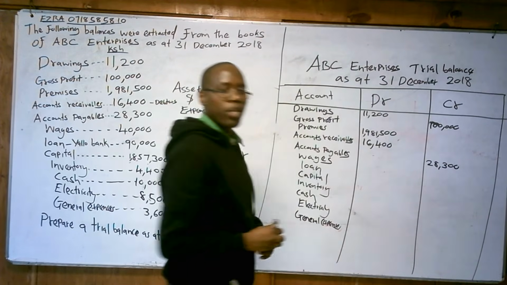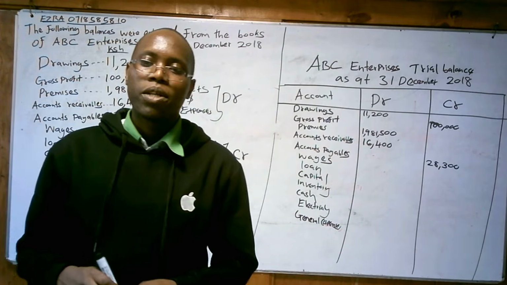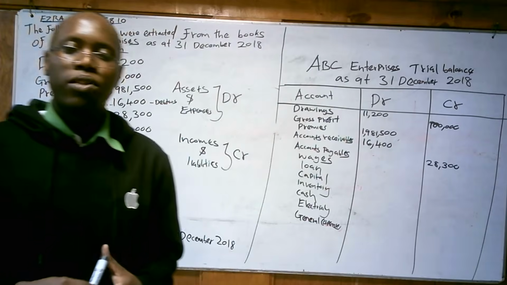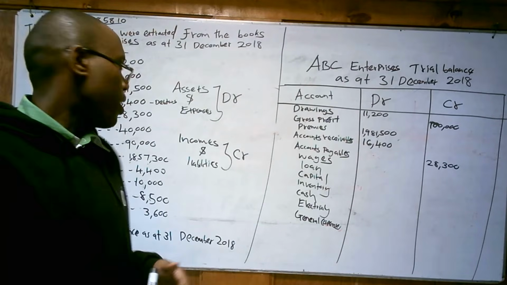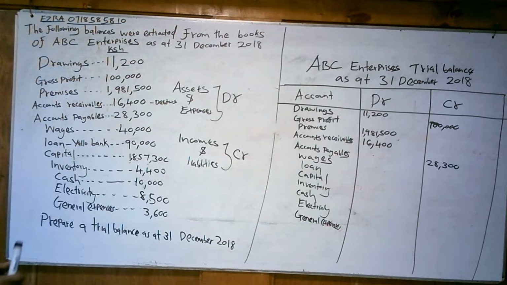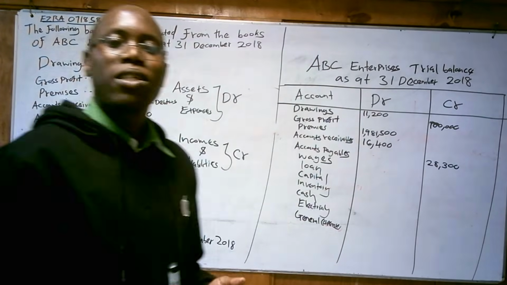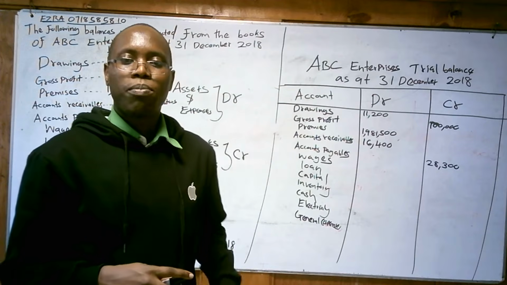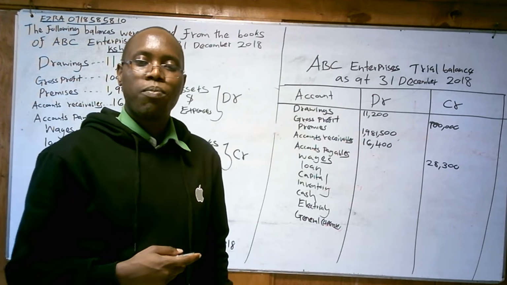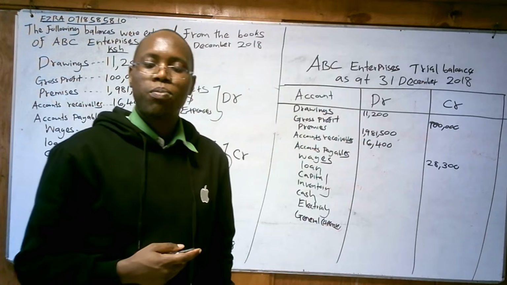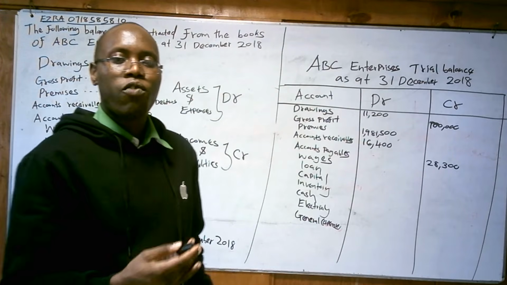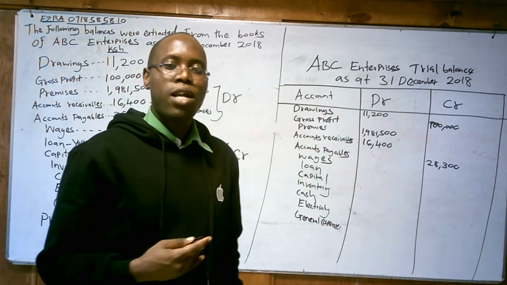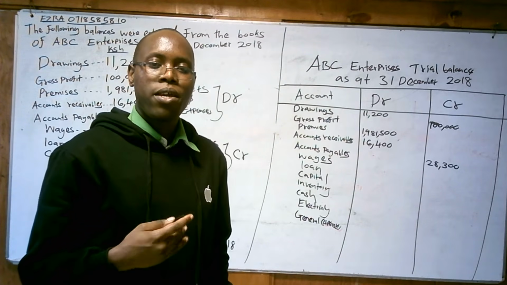28,300 is going to appear on the credit side of the trial balance. So the next thing that we have is wages. Wages are expenses. You as the businessman or business lady are supposed to pay these individuals some wages. So to you, it's going to be an expense, and we are going to look at it from the point of view of your business. You are the one paying the wages. You are paying your employees.